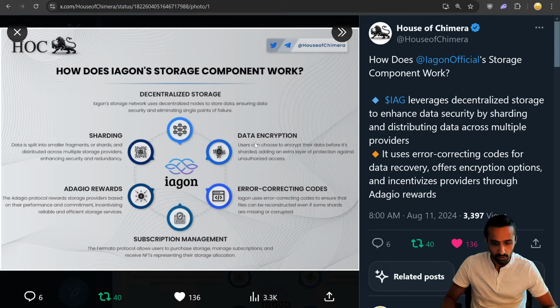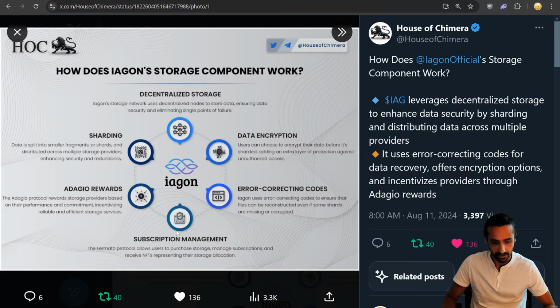So that's cool. Users can choose to encrypt their data before it's sharded, adding an extra layer of protection. We know how important encryption is. Error-correcting codes: Iagon uses error-correcting codes to ensure that files can be reconstructed even if some shards are missing or corrupted. Decentralized storage: the Iagon Storage Network uses decentralized nodes to store data, ensuring data security and eliminating single points of failure. It's a big one. Sharding: data is split into smaller fragments or shards and distributed across multiple storage providers, enhancing security and redundancy.